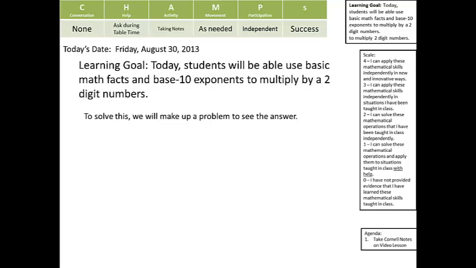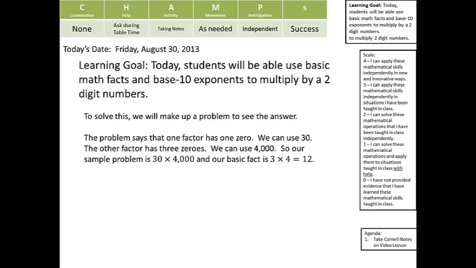So we're going to set up a sample problem to test that. Our sample problem says that one of our factors is going to have 1 zero. So in our made up problem, we're just going to use the number 30. Our problem also says that the other factor has 3 zeros, so we're going to use the number 4,000. So in our sample problem, the one that we're going to use to try to come up with a pattern, we're going to use 30 times 4,000, and we're going to use the basic fact of 3 times 4 equals 12 to solve that.